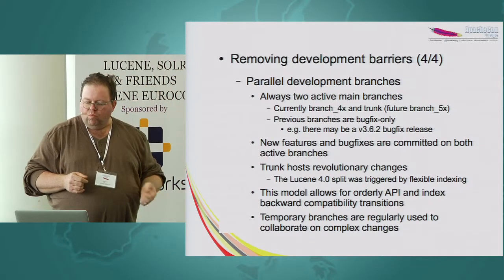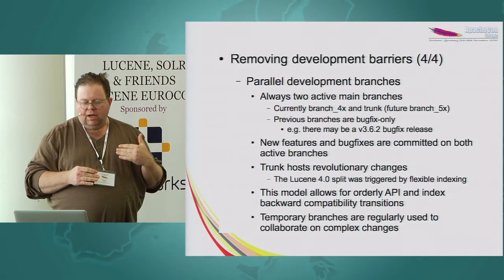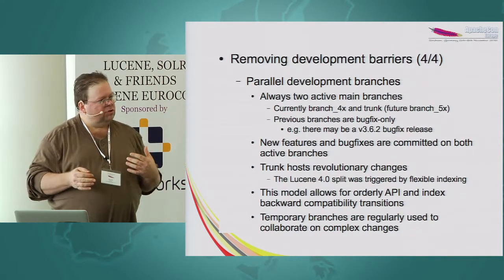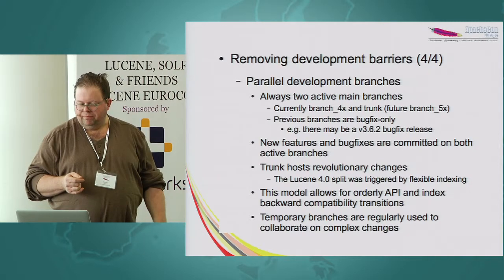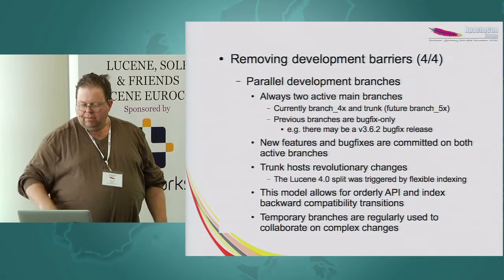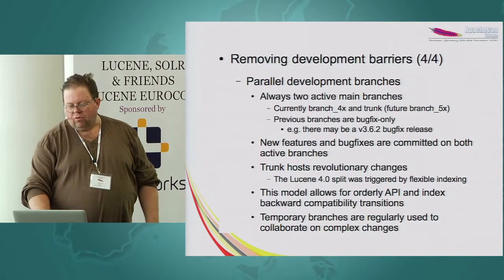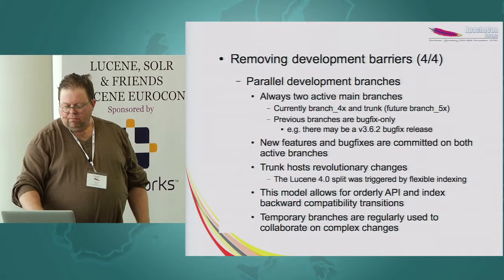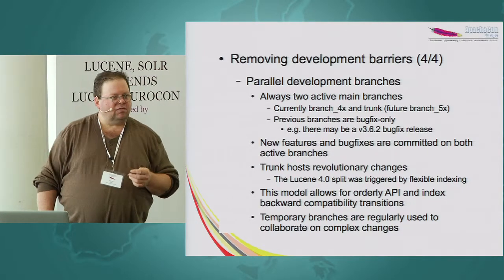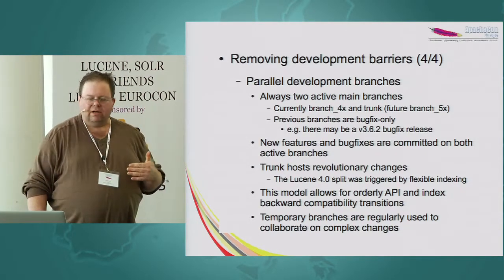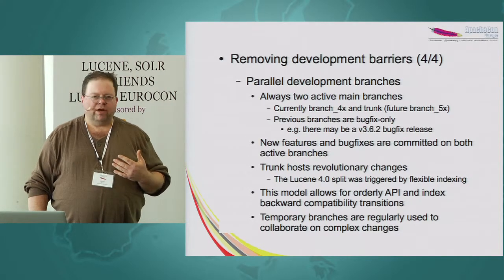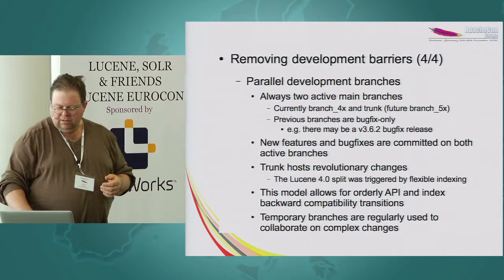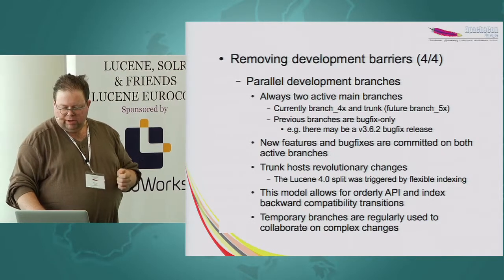So every change gets committed to trunk and then backported to the stable release branch. And we hope that this model will allow for orderly API and index backward compatibility transitions. As I mentioned in the stats for 4.0, we regularly use temporary branches to collaborate on complex changes that we don't fully understand how they'll impact the stable and trunk branches.